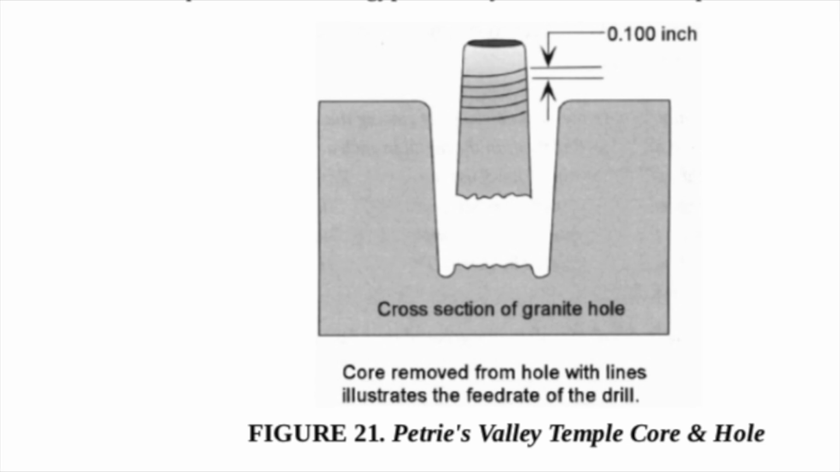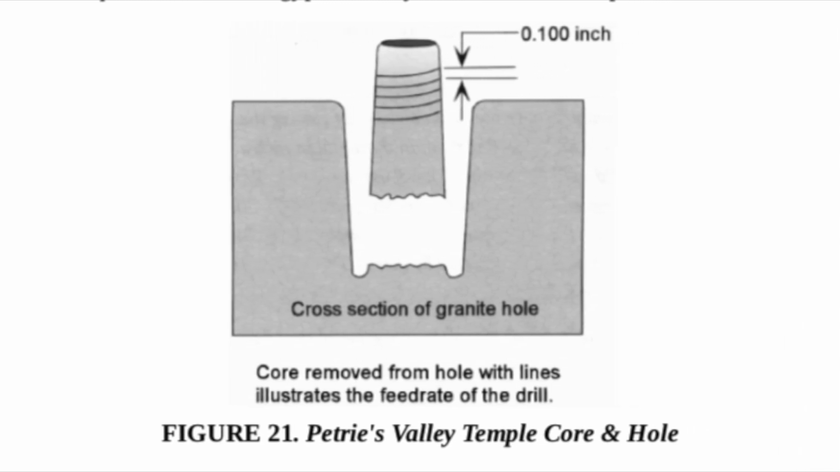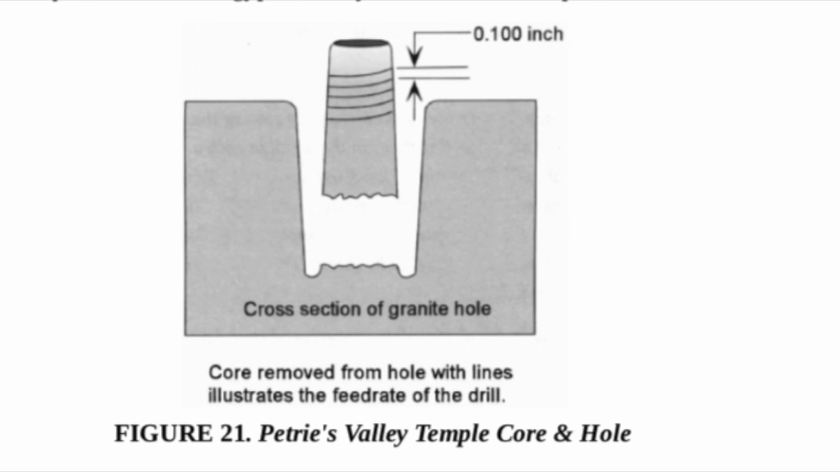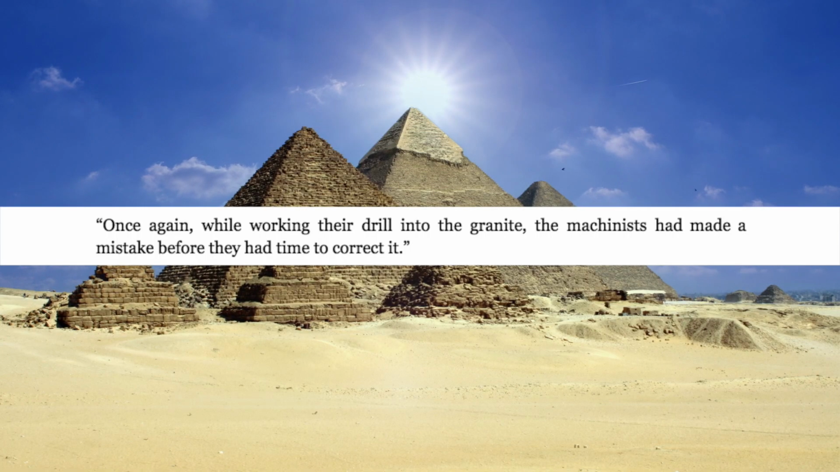Petrie himself addresses this, suggesting that tube drills were used to core holes into the granite and then the remainder was smashed loose, with the final surface being dressed by hand. There are errors inside too that confirm Dunn's points. Addressing a report from Petrie on the potential remains of a tube drill hole, Dunn writes, "Once again, while working their drill into the granite, the machinists had made a mistake before they had time to correct it."